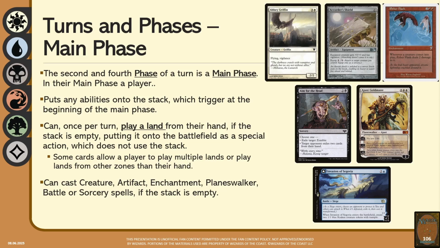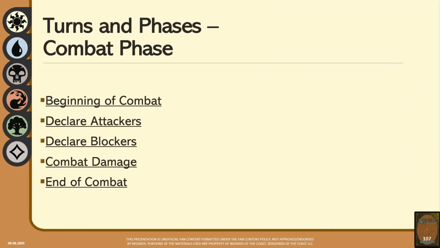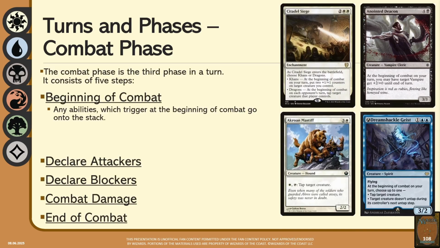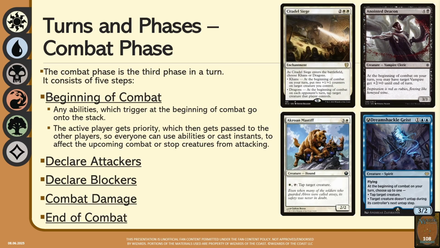The first main phase is followed by the combat phase. It consists of 5 steps, starting with beginning of combat. Any abilities which trigger at the beginning of combat phase go onto the stack. Then the active player gets priority, which then gets passed to the other players, so everyone can use abilities or cast instants to affect the upcoming combat or stop creatures from attacking.